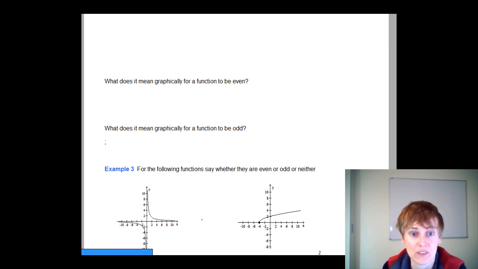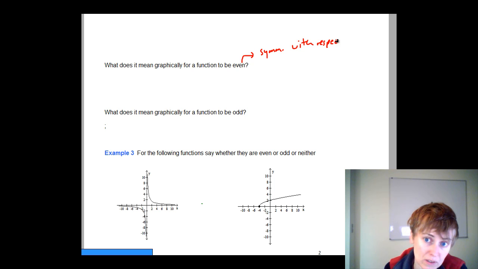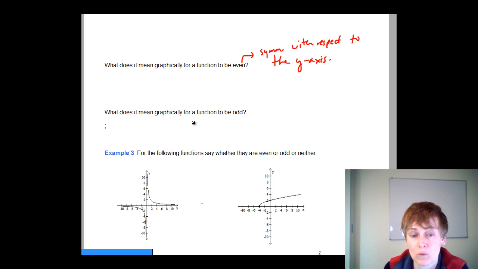On to the last concept. What does it mean to be even graphically, and what does it mean for it to be odd? Okay, it turns out even means it has to be symmetric with respect to the y-axis. What does it mean for it to be odd? It needs to be symmetric with respect to the origin.